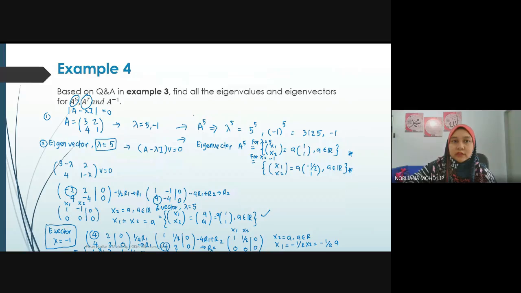Ini question number 1 ni. Number 1 and number 2. So number 2, eigenvalues for A transpose kan. So equal to yang asal lah. Lambda equal to 5 and negative 1. Okay, for eigenvector, we have to transpose A transpose minus lambda I. We have to find the new eigenvector times V equal to 0. So you have to transpose this matrix.